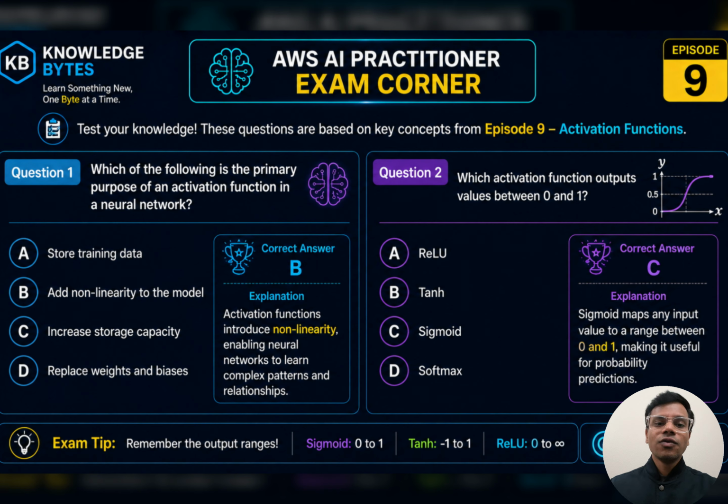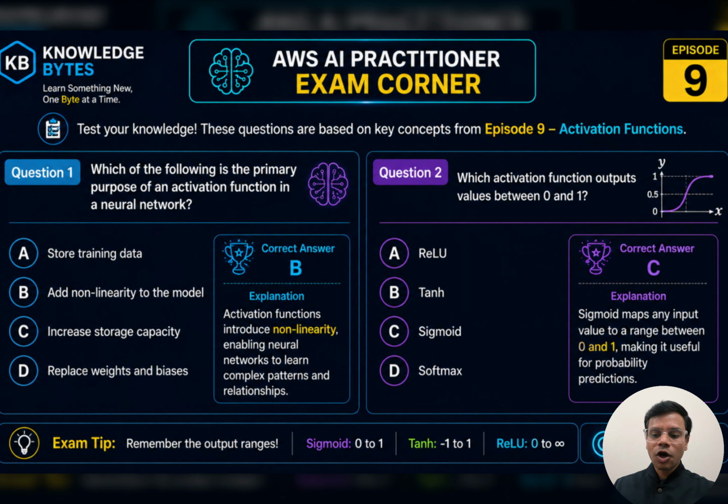Which of the following is the primary purpose of an activation function in neural networks? Answer A, store training data. Answer B, add non-linearity to the model. Answer C, increase storage capacity. Answer D, replace weights and biases.